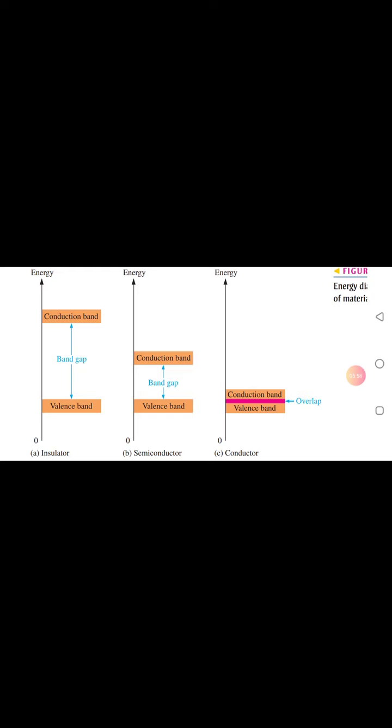That's why the band diagram of an insulator is showing you a huge band gap between the conduction band and valence band.